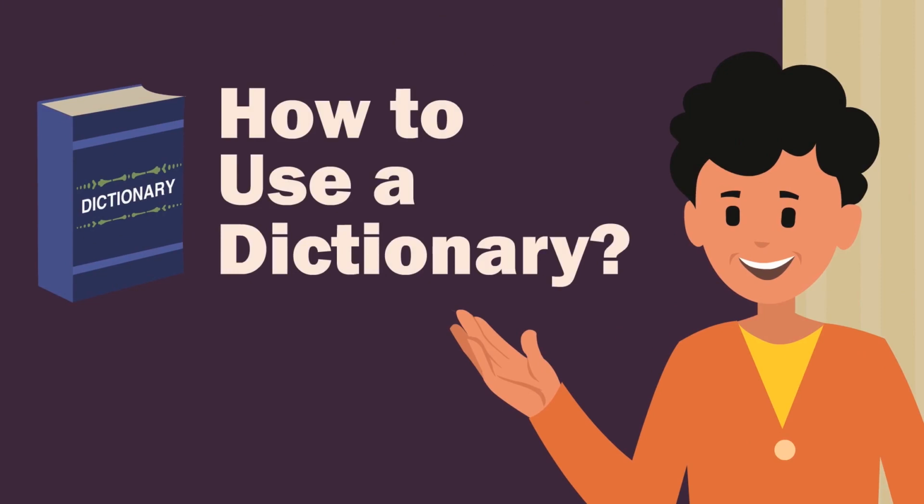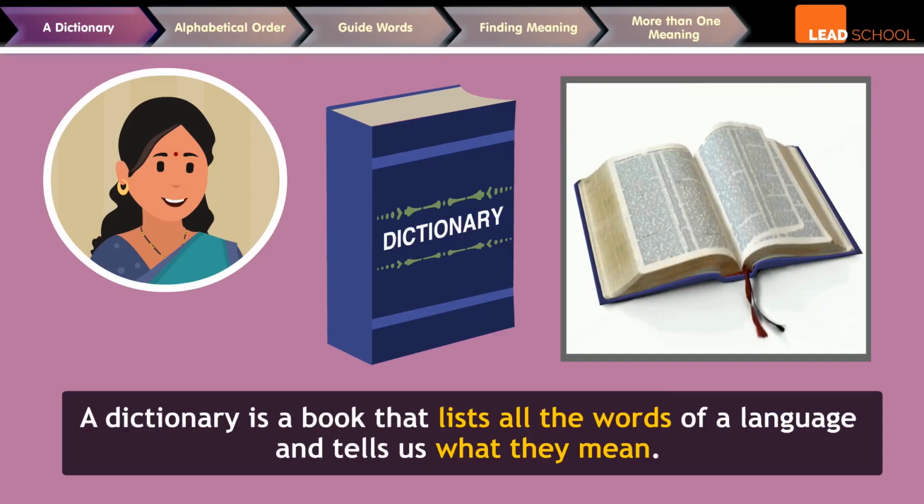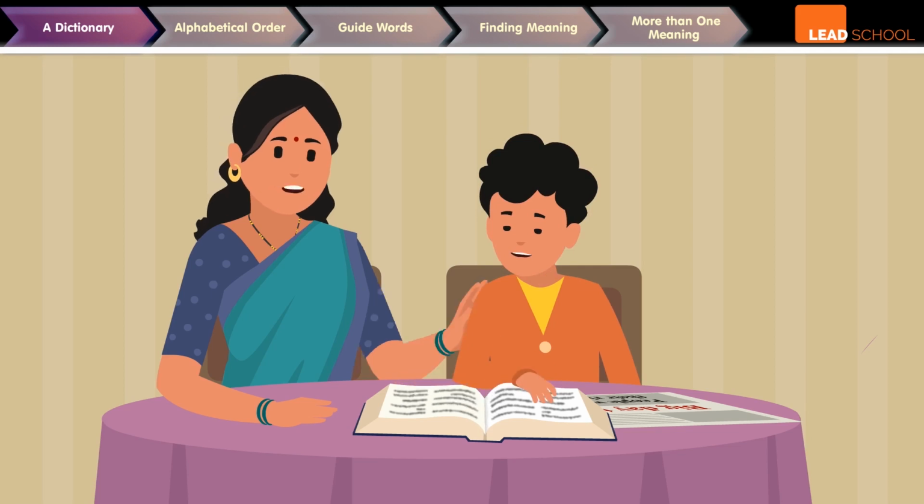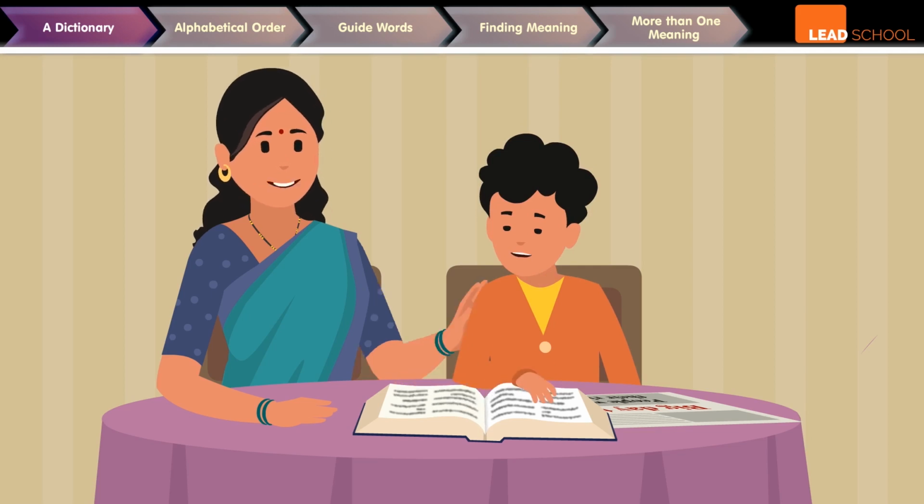How to use a dictionary. A dictionary is a book that lists all the words of a language and tells us what they mean. This dictionary has so many words. How will I ever find the word I want? Don't worry, Aryan. I will show you how to use a dictionary.